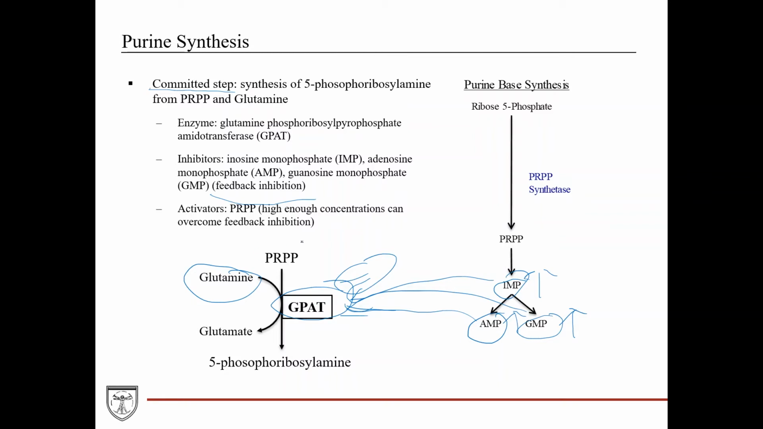On the flip side, PRPP is an activator. So if you have a buildup of PRPP, it's going to activate GPAT and drive this reaction forward. And in fact, if you have high enough concentrations of PRPP, it can overcome feedback inhibition. So if you have a buildup of any one of these three, and then you have a more significant buildup of PRPP, PRPP is going to win and drive this reaction forward.